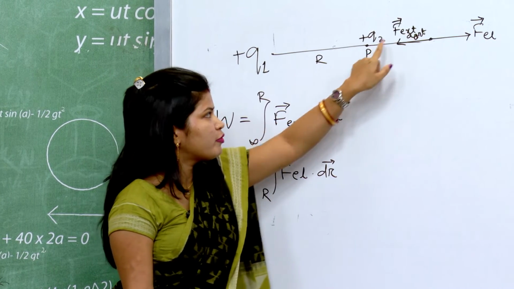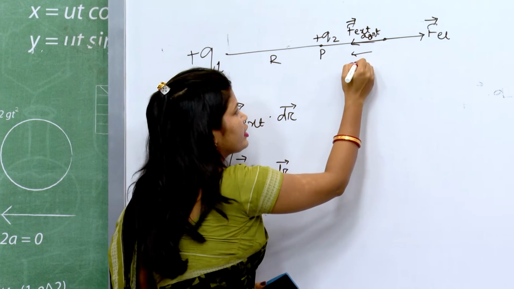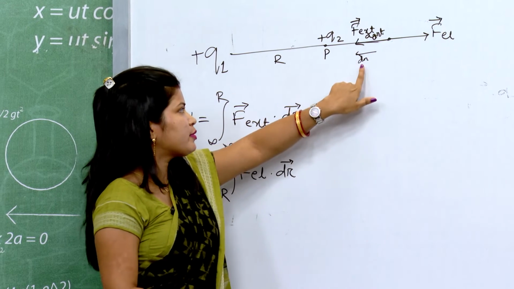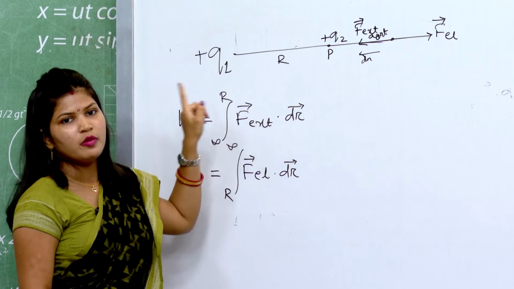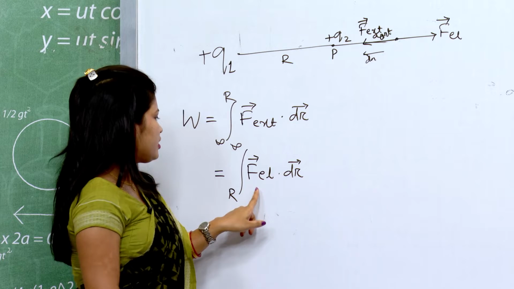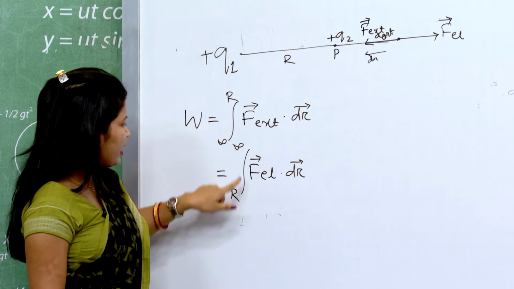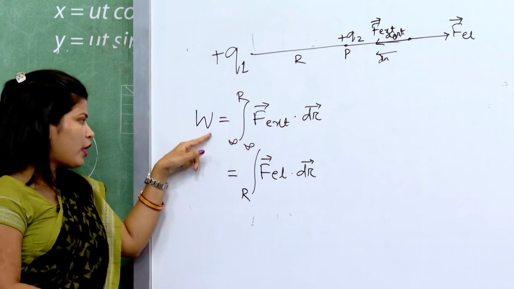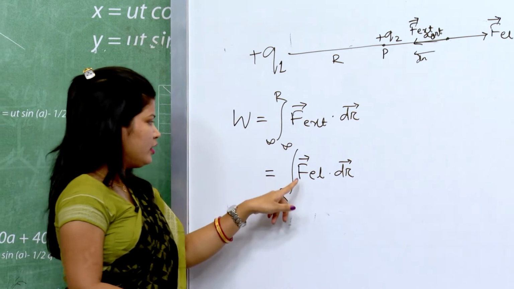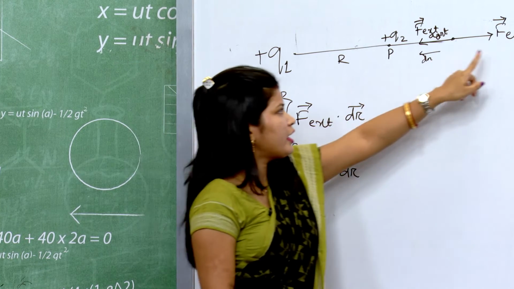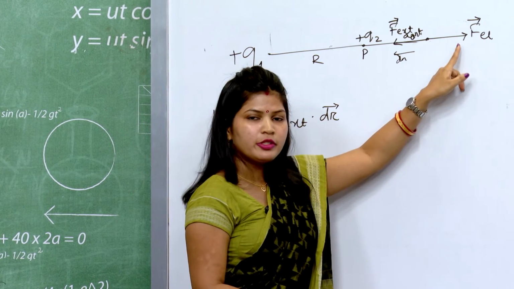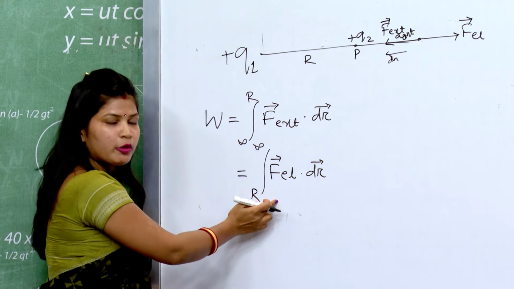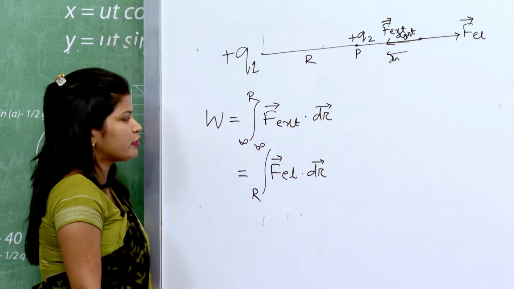See, I am doing positive work here. Why? Because my force and displacement are in the same direction. So, because I am pushing, my force and displacement are in the same direction, that means I am doing positive work here. In this case, just flipping the limits from infinity to r into r to infinity, I can write this. So, work done for these two cases is the same, because F external and F electric are the same in magnitude, but opposite in direction. So, I will take this integral for calculation purposes, as it is very easy to calculate.